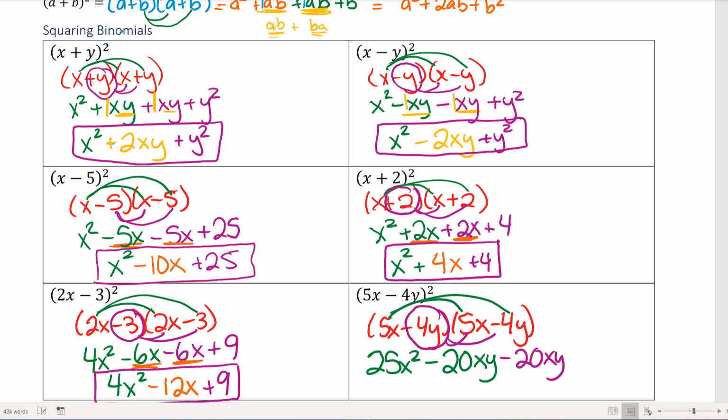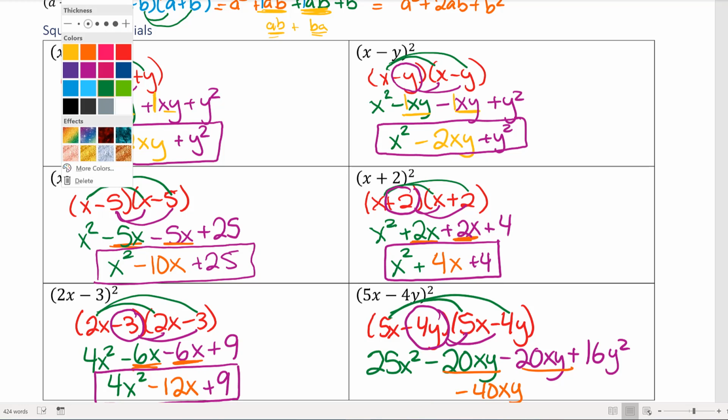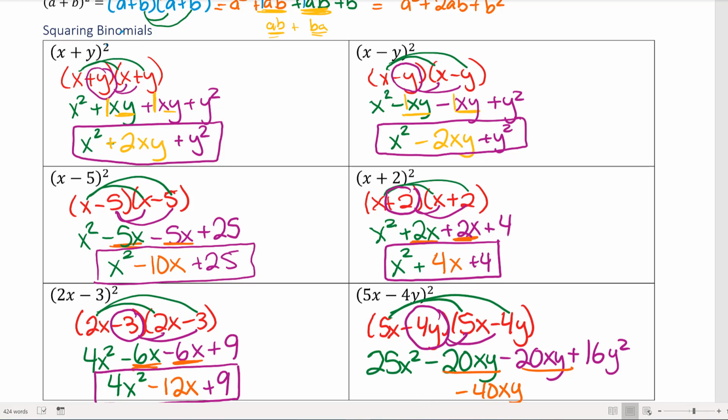Again, I like to keep it in alphabetical order, so it helps me realize which are like terms. Negative 4y times negative 4y is positive 16y squared. And the two middle terms add up to negative 40xy. Notice that the two middle terms never canceled out. They always added up because they were always the same sign.